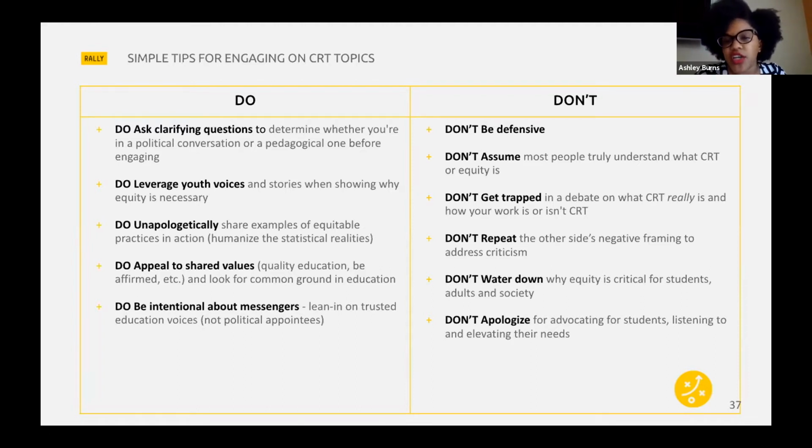And to that regard, don't repeat the other side's negative framing when you're addressing the criticism. I think we've all seen this on TV before, but when someone asks an inherently flawed question and then the respondent repeats the flawed question, it actually perpetuates the narrative. So these are some really simple things. I know the slides are going to be available later, but I think last but not least, be intentional about messengers and don't apologize for advocating for students and listening to their needs. You're all doing such incredibly important work that you don't need to be apologizing for, and there are simple ways that you can open the door to conversations to find common ground.